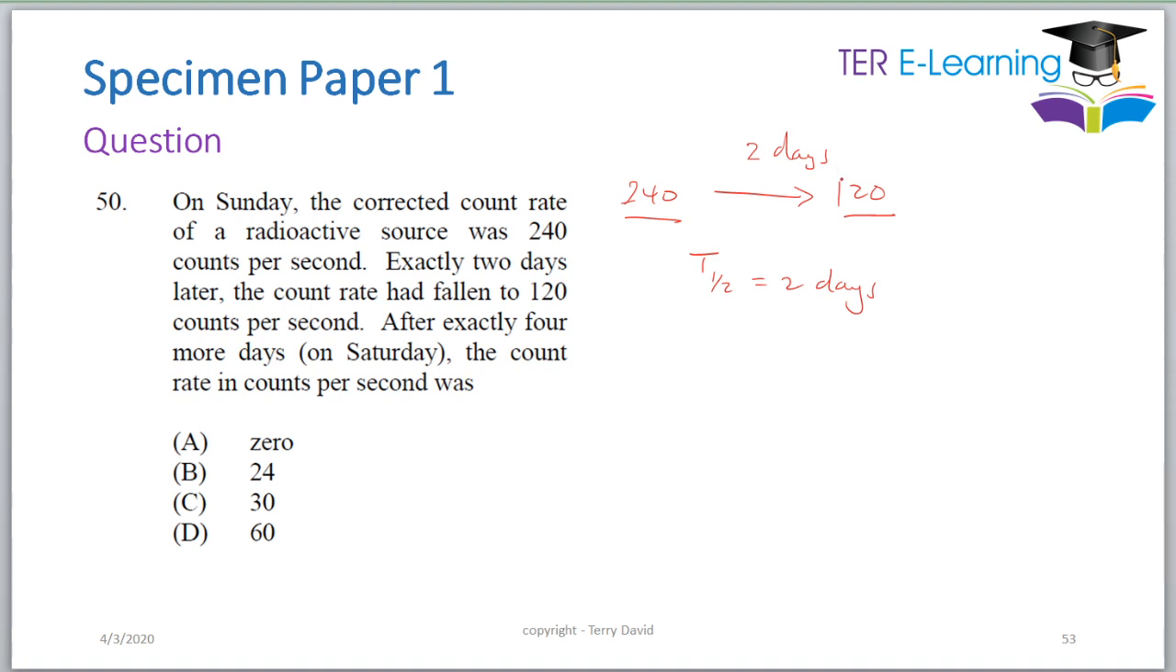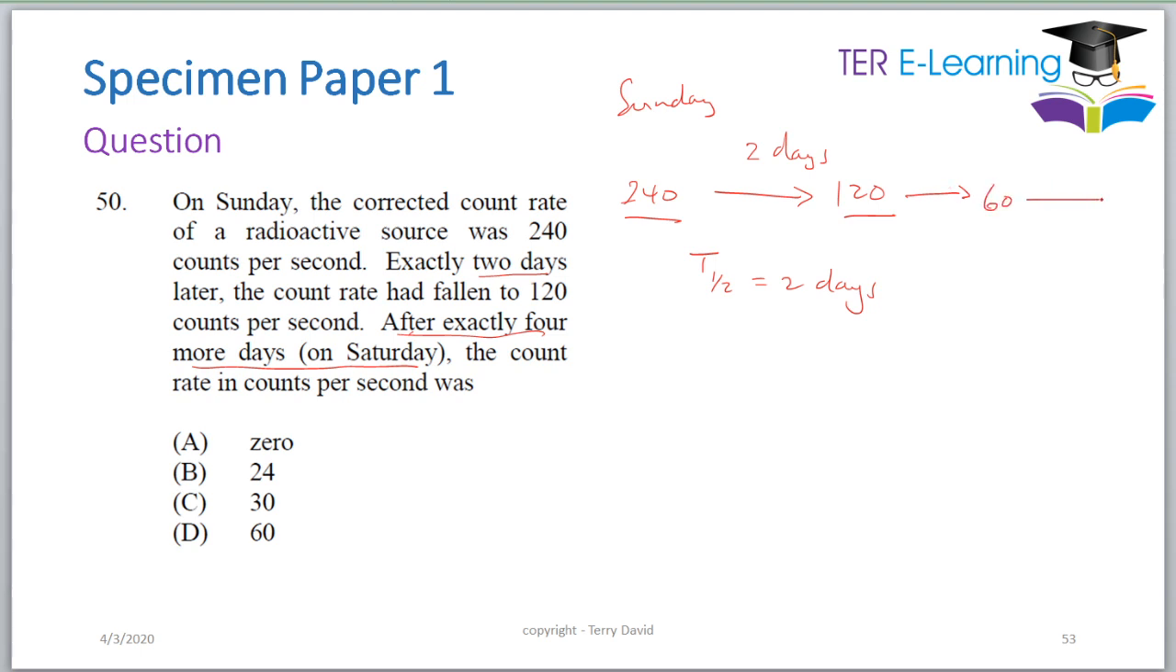So on Sunday, the corrected count. So this is Sunday here, right? And what else are they telling us? Exactly 2 days later, the count rate, after 4 more days. If you're going 4 more days, it means that you are going through 2 more half-lives. So 1, and after that half-life, you're going to get half of that, which is 60.